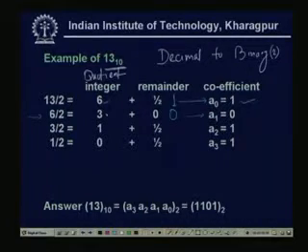Now, that quotient becomes 3. So again, 3 divided by 2 in the next step. The quotient becomes 1, and the remainder becomes 1. So my next coefficient is 1.